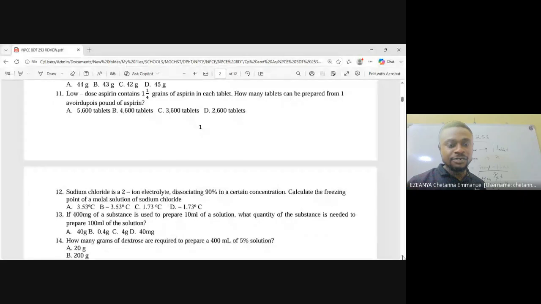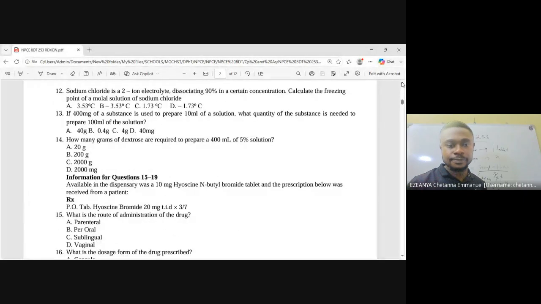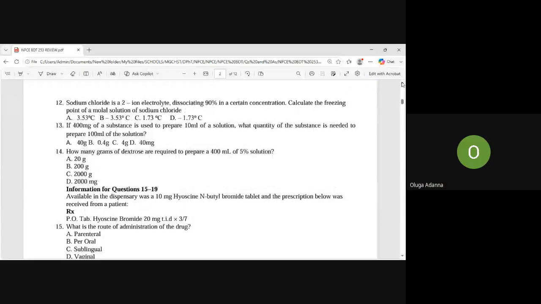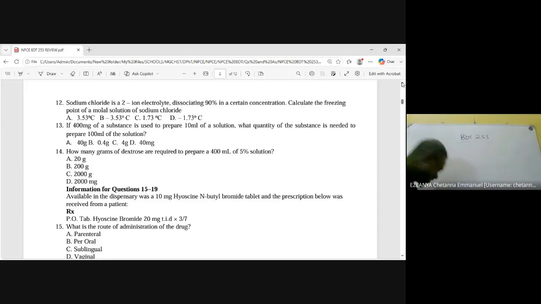Please read question 12. Sodium chloride is a 2-ion electrolyte dissociating 90% in a certain concentration. Calculate the freezing point of a molar solution of sodium chloride. A, 3.53 degrees Celsius, B, minus 3.53 degrees Celsius, C, 1.73 degrees Celsius, and D, minus 1.73 degrees Celsius. What's the answer? Who can solve this question?